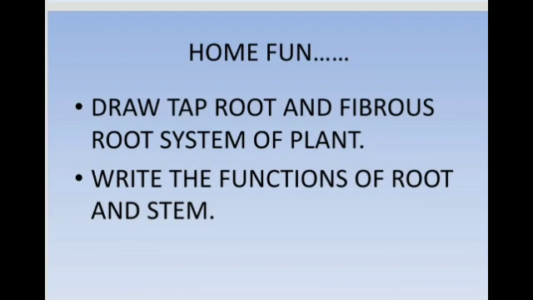That's all about the root and shoot system of the plant. Now let me give the homework. Draw taproot and fibrous root system of a plant on a neat plain paper and label the parts. And write the functions of the root and stem.